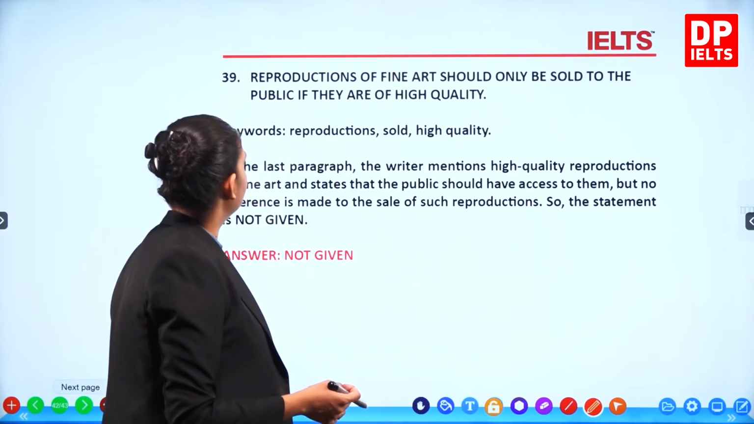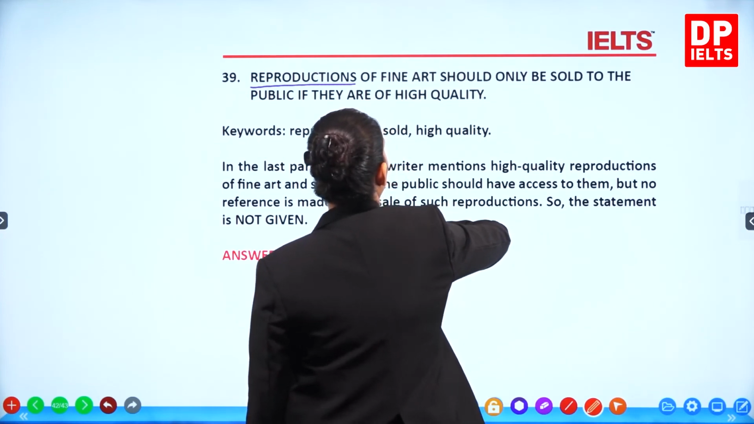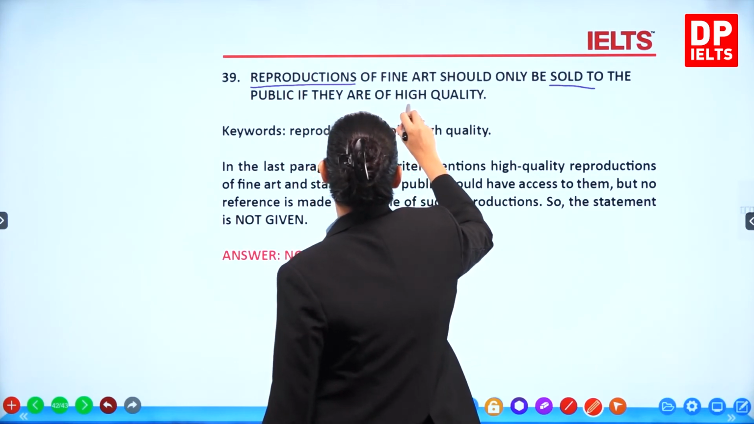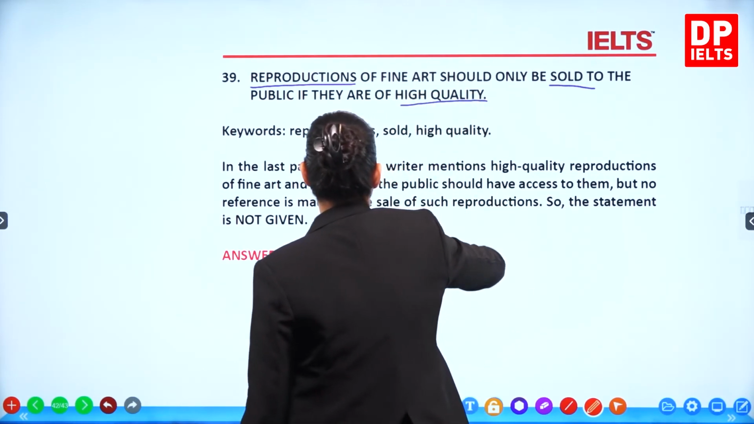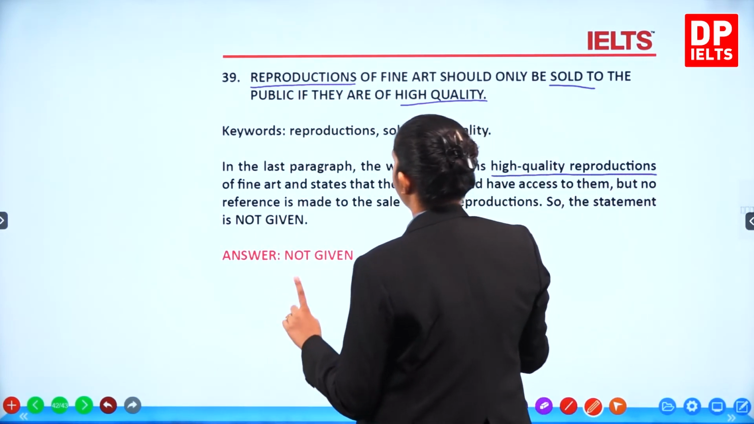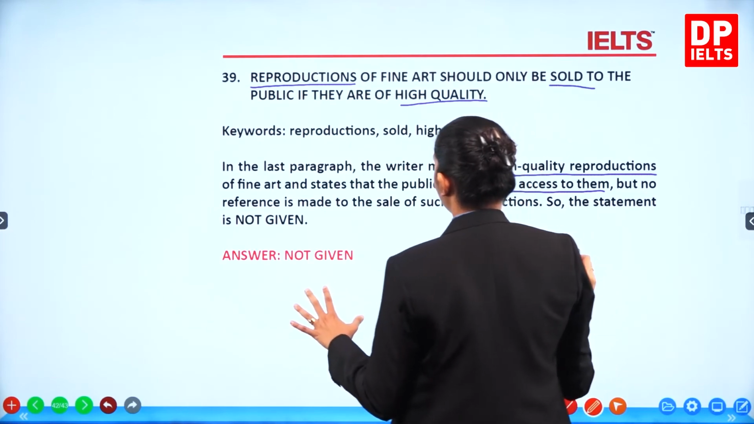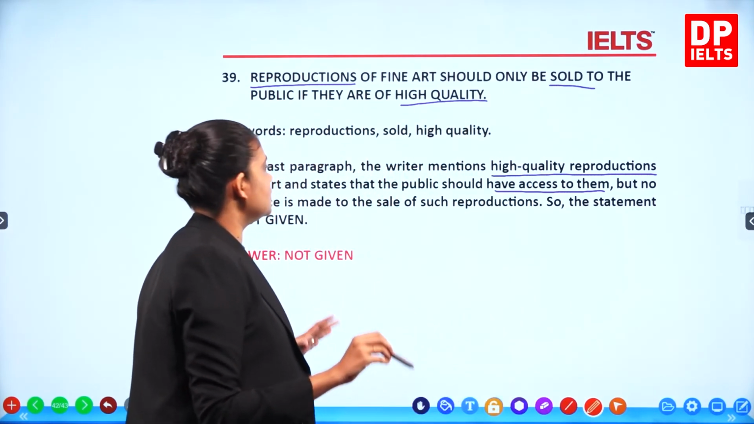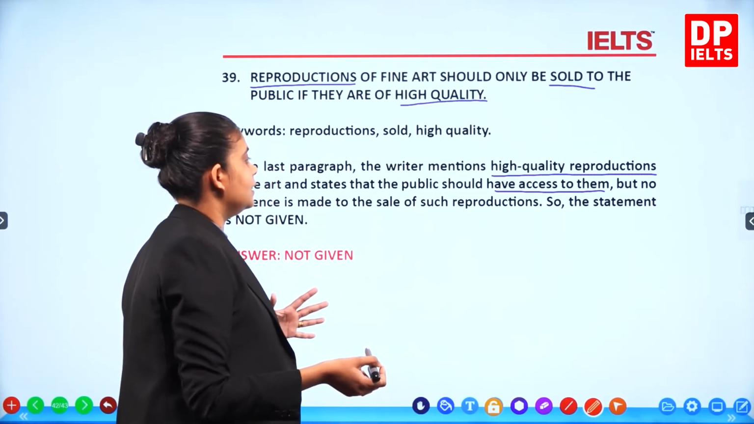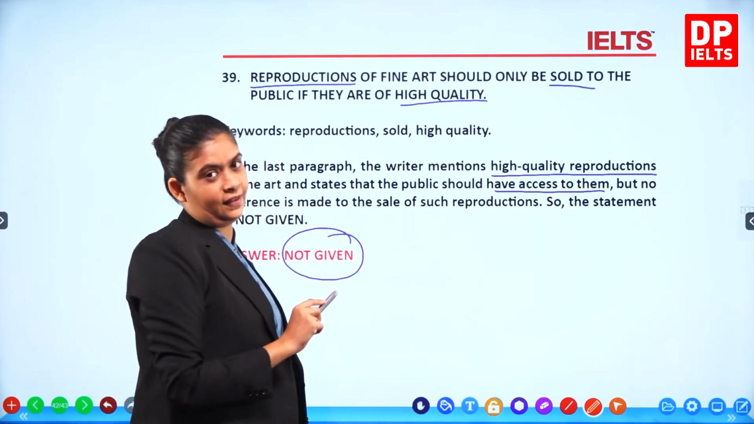Question number 39. Reproductions of fine art should only be sold to the public if they are of high quality. Go to the last para and the writer says, high quality reproductions of fine art and states that the public should have access to them. But it doesn't tell them that we should sell such reproductions. Getting access is mentioned. Selling is not mentioned. Therefore, answer is not given.